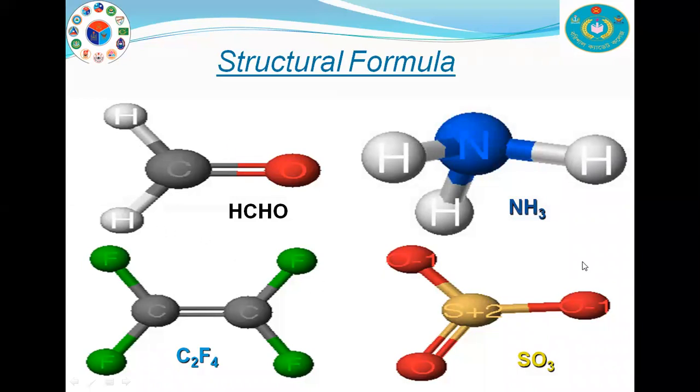This is structural formula. In case of ammonia, nitrogen combines with 3 hydrogen atoms and all the atoms show their valency here. Carbon tetrafluoride, sulfur trioxide: all the atoms in the compound show their valencies. And this formula is structural formula, a 3-dimensional formula.